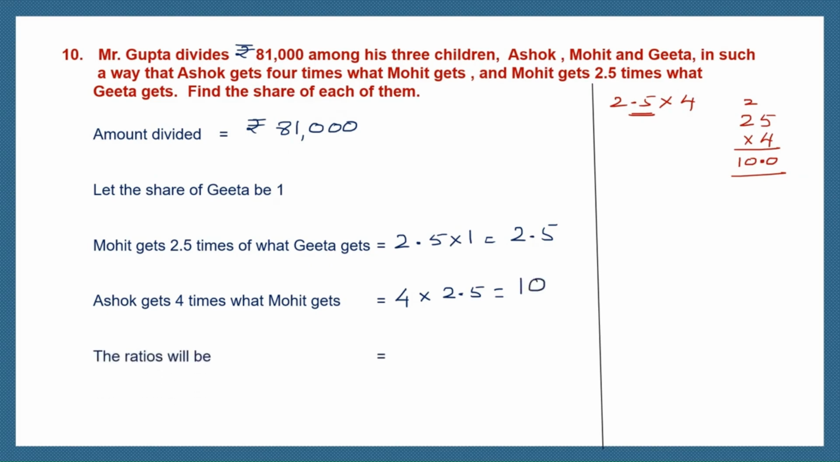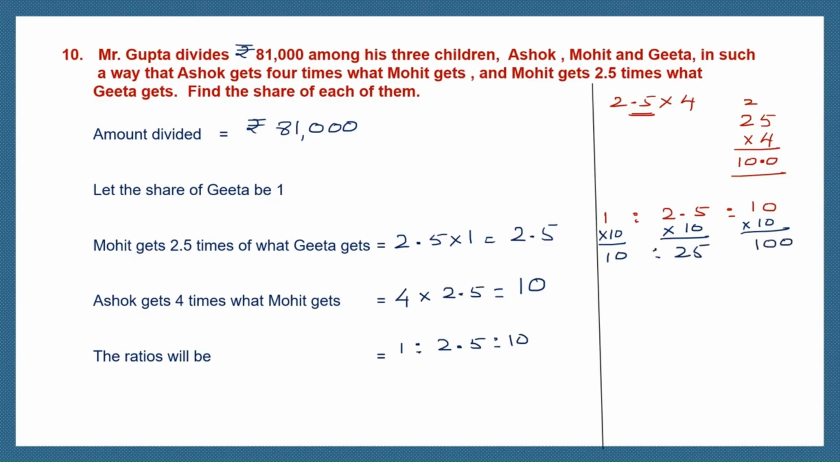So now we've got the ratios of all. What are the ratios? Geeta is 1, Mohit is 2.5 and Ashok is 10. But as you can see, there is one decimal number. So we're going to remove that and make it whole numbers so that our working is easier. Now to make 2.5 a whole number, I need to multiply it by 10. Now if I multiply this by 10, I need to multiply the other two numbers also by 10. So let me do that. 1 tens are 10, 2.5 into 10 is 25, 10 tens are 100.